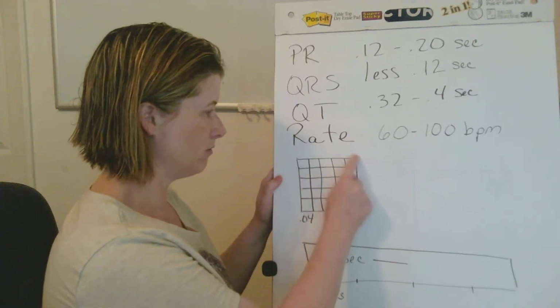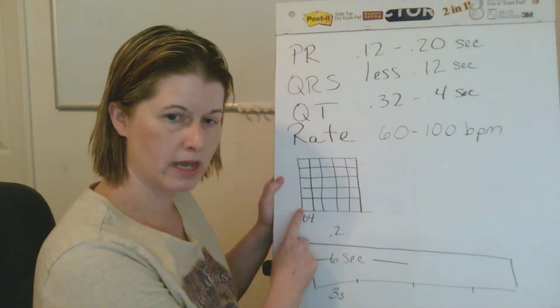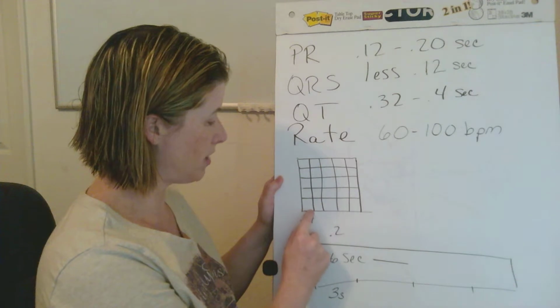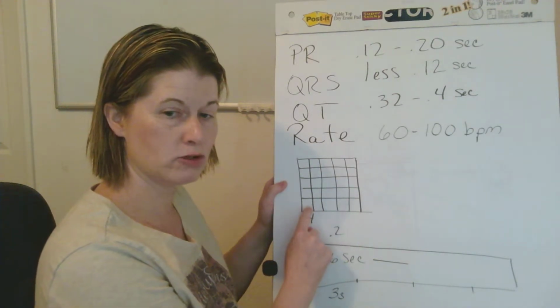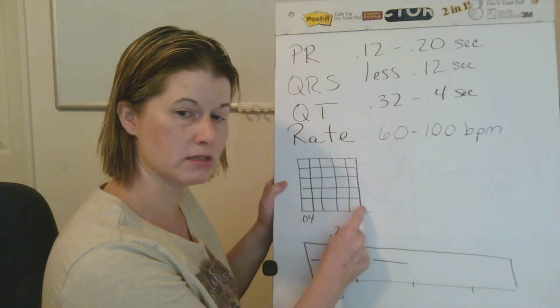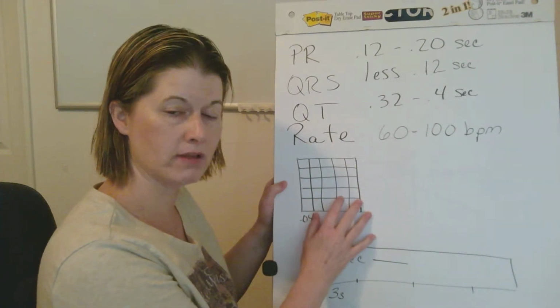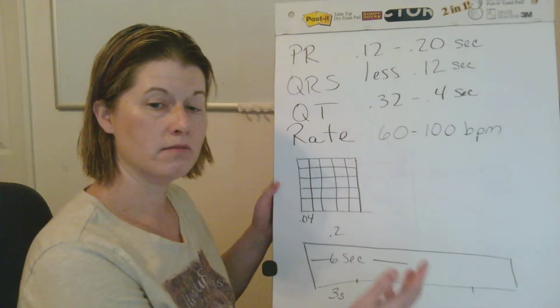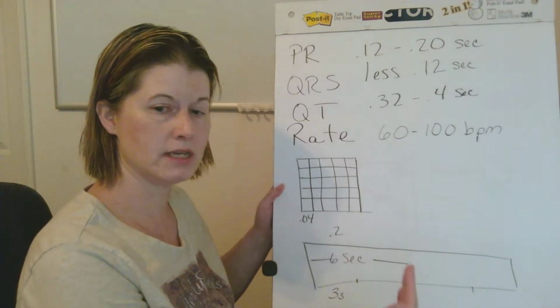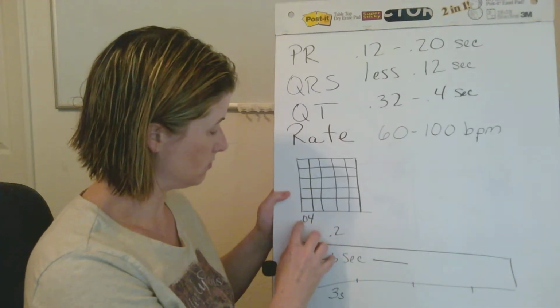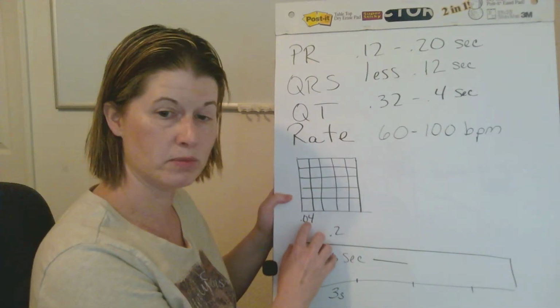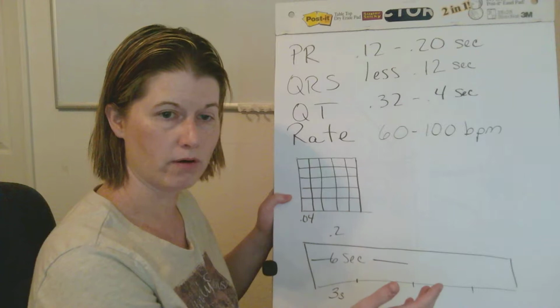You have boxes on your EKG paper. Each little box is 0.04 seconds. So whenever you're measuring a bunch of different boxes, you can just count how many boxes you have. Let's say you have 10 boxes for something that you're measuring. You just say 10 times 0.04. Okay, and so you would just move your decimal. That would be a measurement of 0.4.